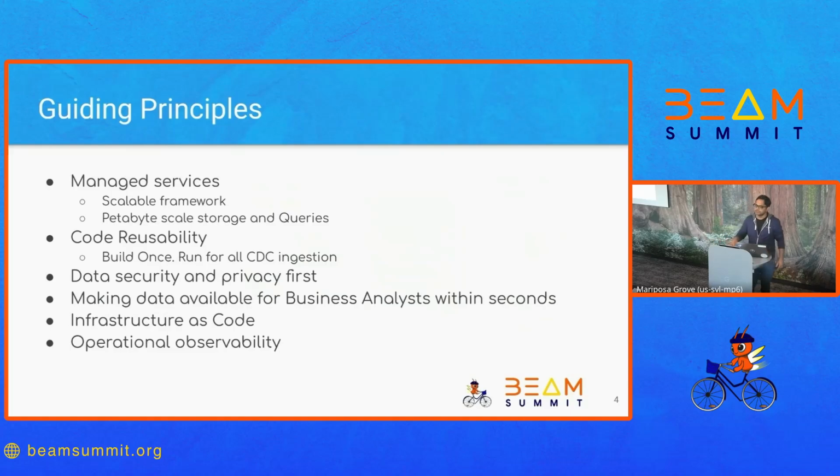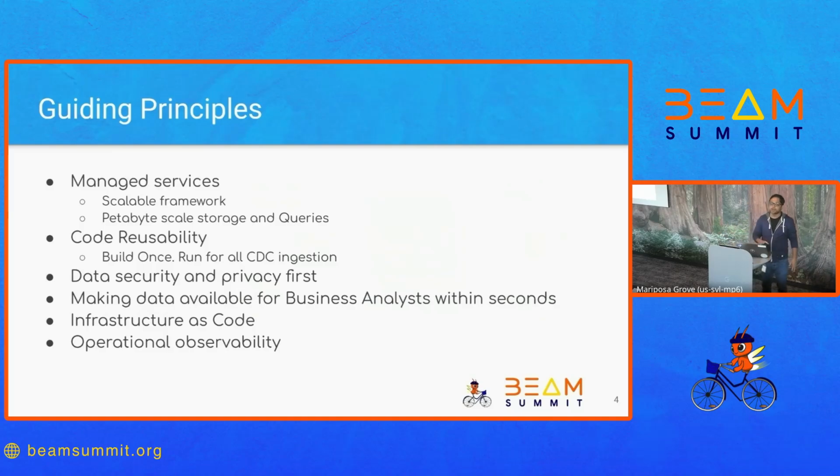We want code reusability. We want to write that code and then have enough configuration so that the same code can be deployed multiple times. Data security and data privacy have to be treated like a first-class citizen, and they have to be baked in right from the beginning. We want to make sure that the data is available for business analysts or downstream consumers within seconds. Infrastructure as code was another guiding principle. Whatever we write, we want to make sure that we are writing it as code, either Terraform, Pulumi, or another language of your choice.